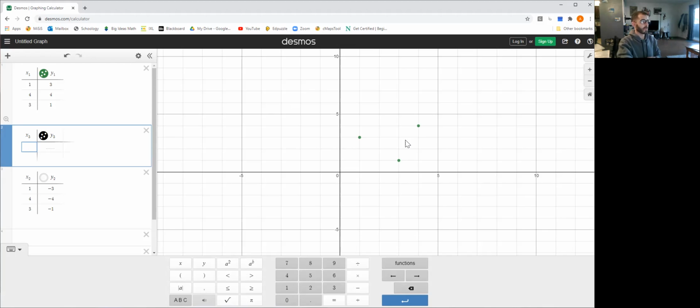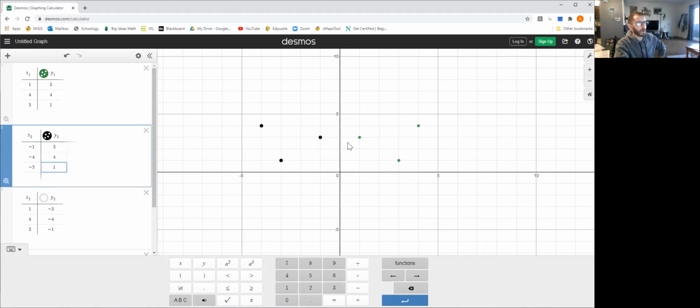So let's see. Remember, we're looking at our original JKL right here. Let's change the x values. Negative, why do my fingers go to the wrong keys? Negative 1, 3, looks good so far. Negative 4, 4, and negative 3, 1. So here's our y-axis.